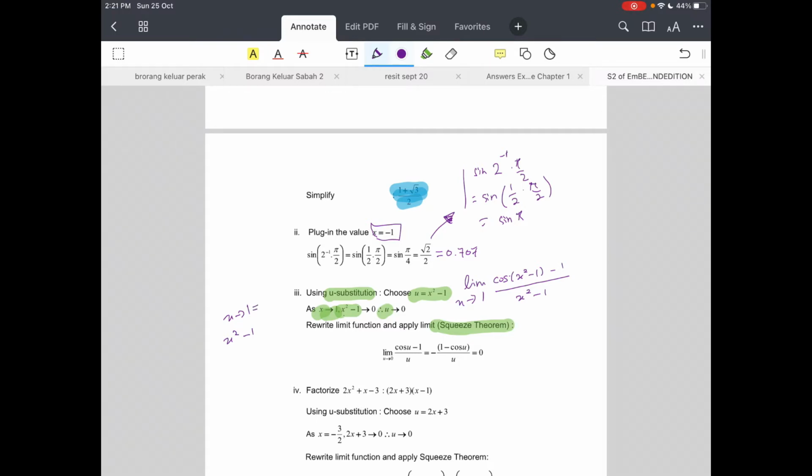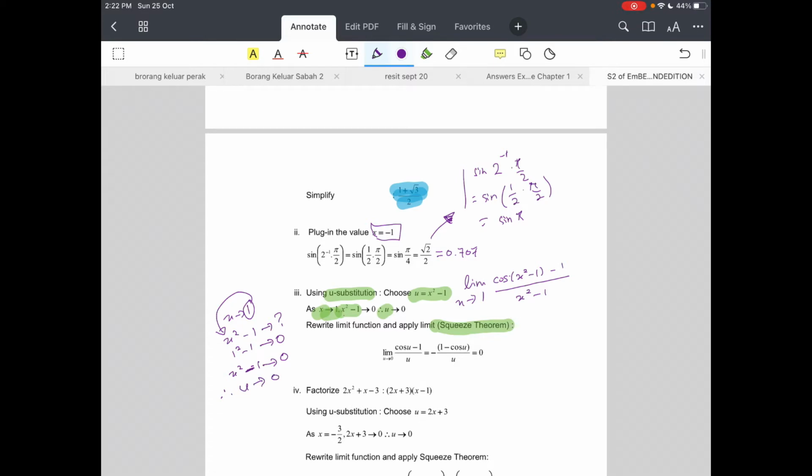I don't want to make you confused about this. So x approaches 1. Now, x squared minus 1 is approaching what value? You just substitute this value in here. So if you substitute, you get 1 squared minus 1, so your answer is 0. That is why x squared minus 1 approaches 0, and so u will approach 0.